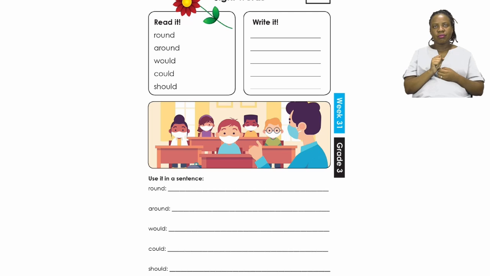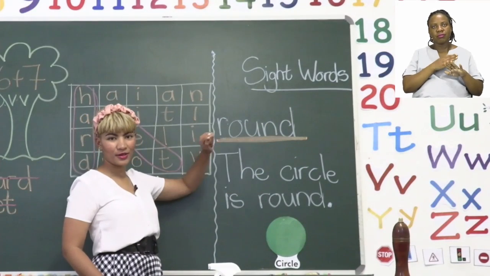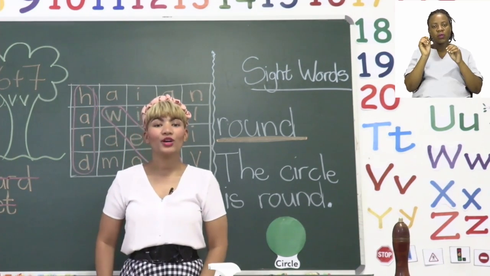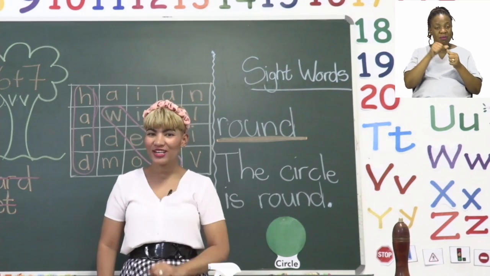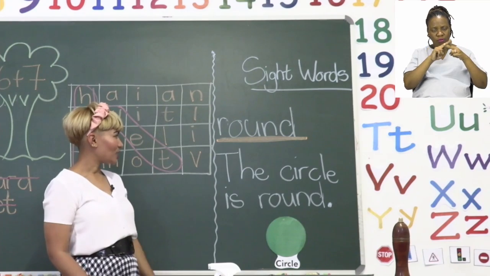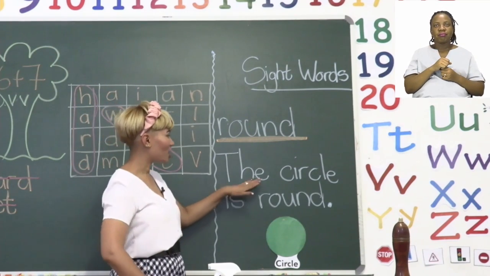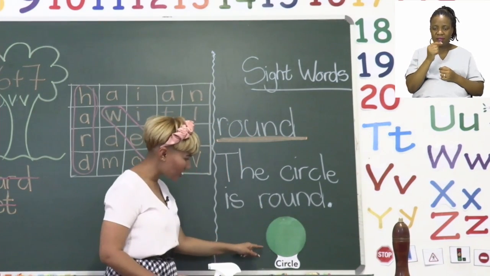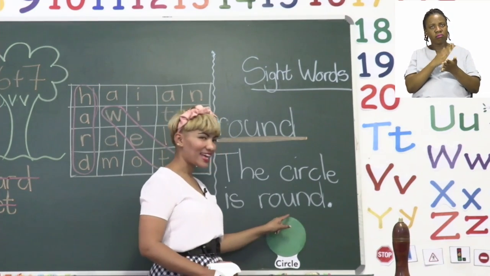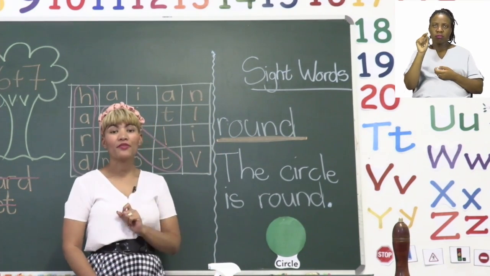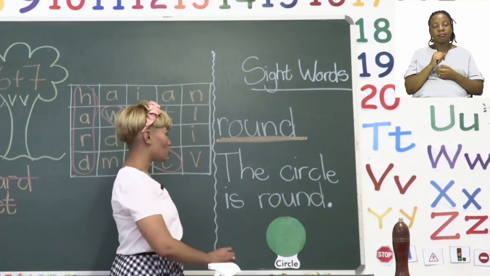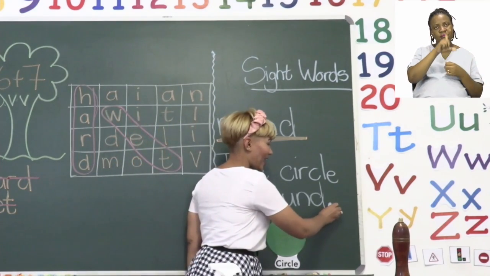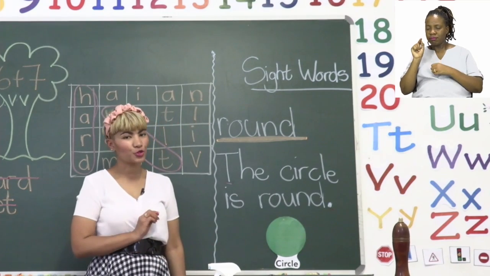On the board, I chose the first word, round, and I made a sentence with this word, because remember everyone, you need to make sentences with all the other words given to you in the list. So my sentence is, the circle is round. And there I have a little picture of the circle, and you can clearly see that it is round. Remember everyone, when you make your sentences, you must always start your sentence with a capital letter and end your sentence with a full stop.